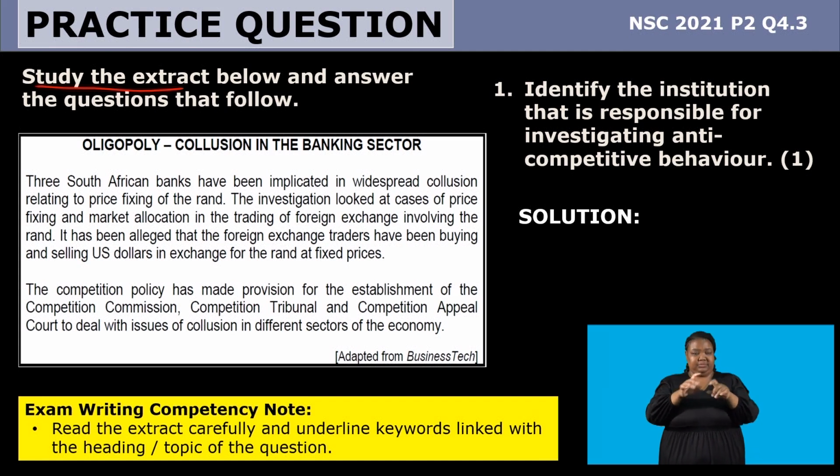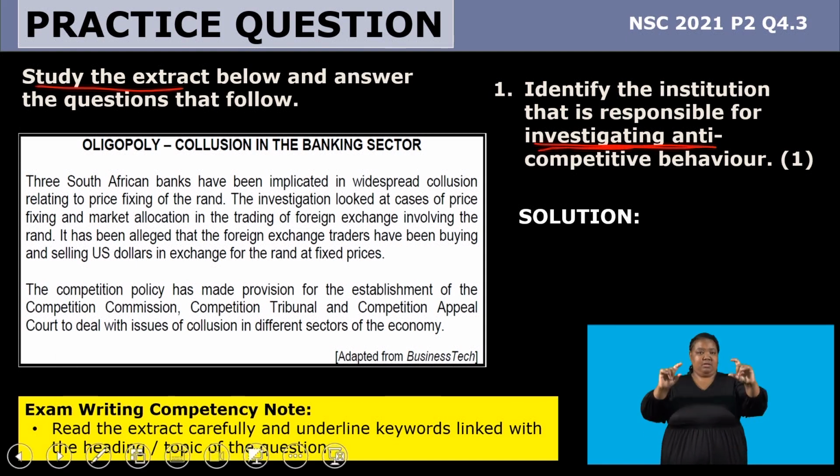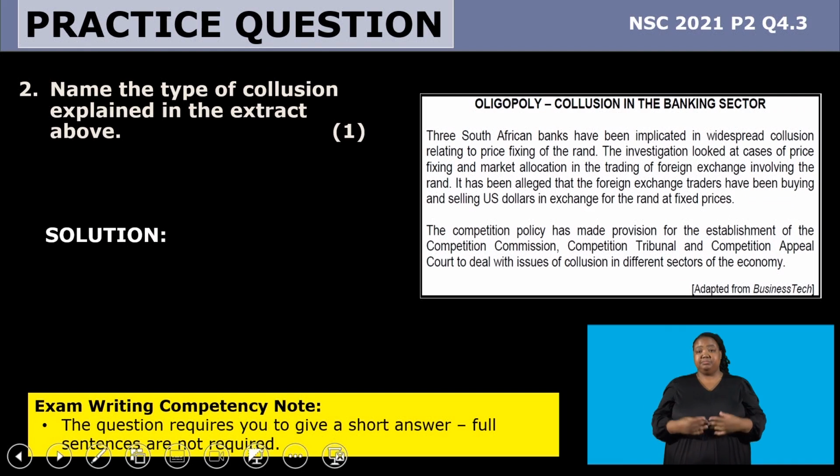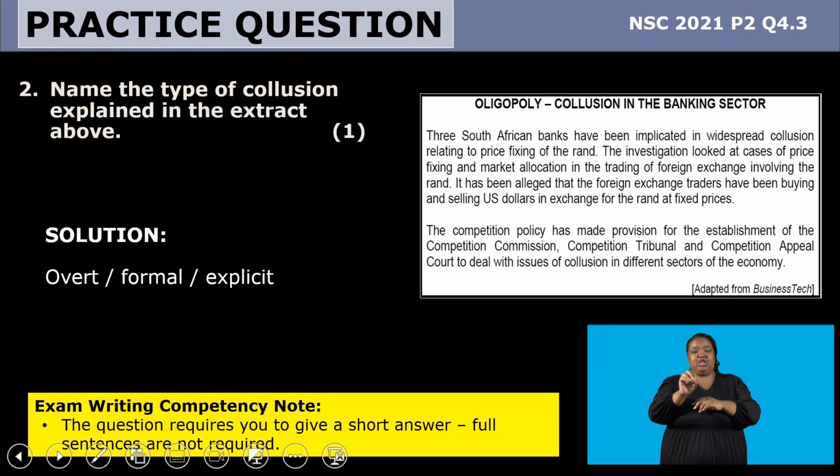Now our question, identify the institution that is responsible for investigating anti-competitive behavior. So we get this institution from the extract, that is our Competition Commission. Next question, name the type of collusion explained in the extract above. This is overt or formal or explicit collusion that took place in the banking sector.